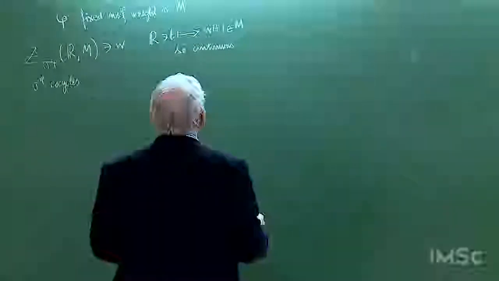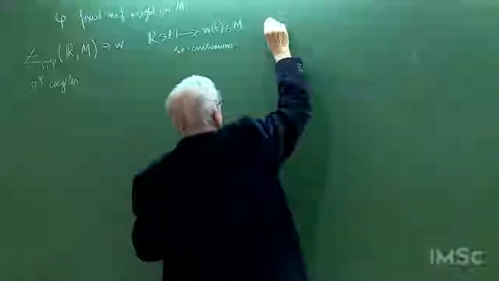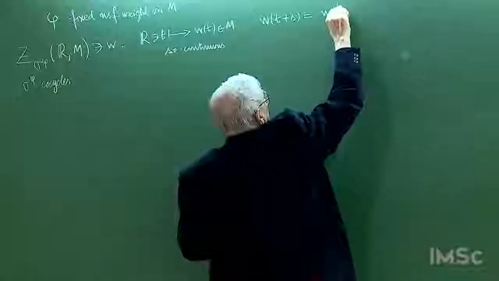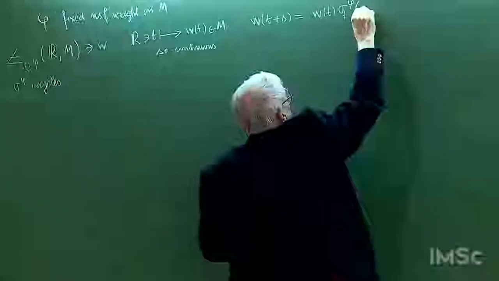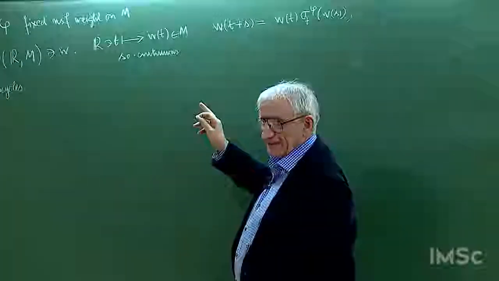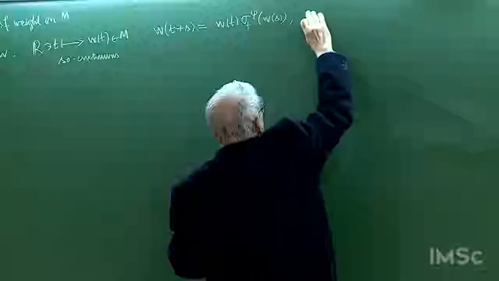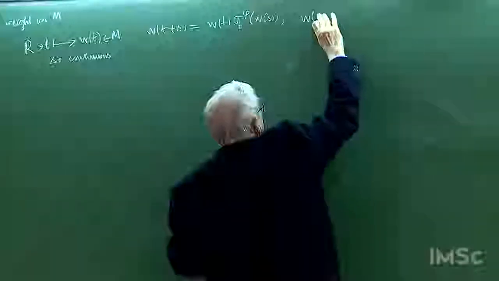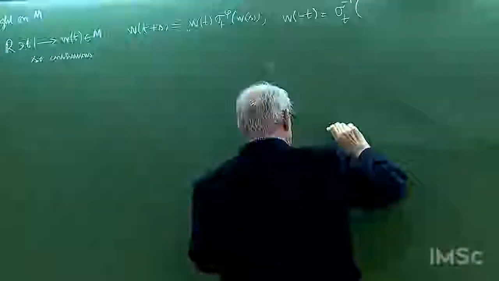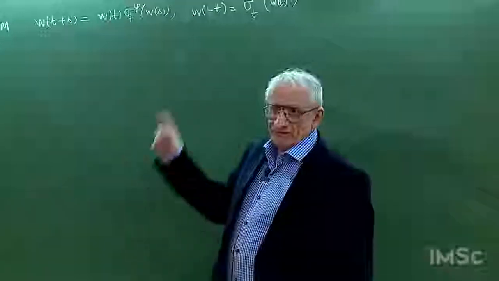Such that instead of V_{t+s} equal to V_t V_s, you have to have V_{t+s} equal to V_t sigma_t^phi of V_s on one side. And because we do not assume that V_t are unitaries, we will also put this condition, namely that V_{-t} is equal to sigma_t^phi of V_t star. If you assume that they are unitaries, this condition is automatic.